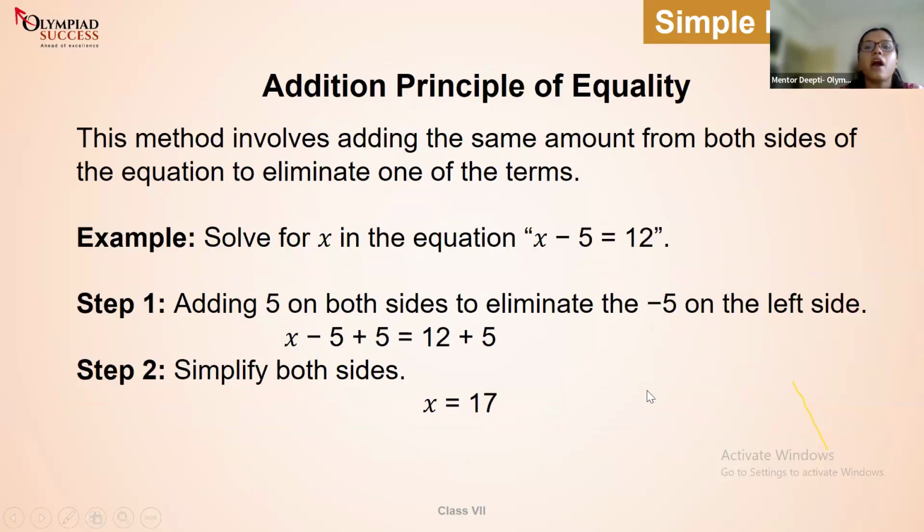Okay, let's see how to solve equations. For solving, the first thing is the addition principle of equality. That means solve for x in the equation x minus 5 equals 12. This is basically the basic concept. We'll be doing something else, but to understand what we are doing and why, we need to look through this first.